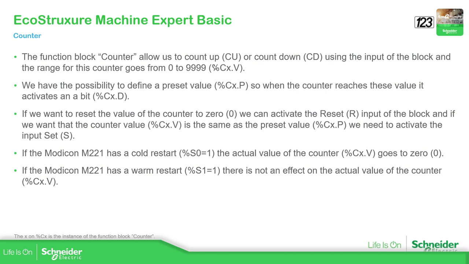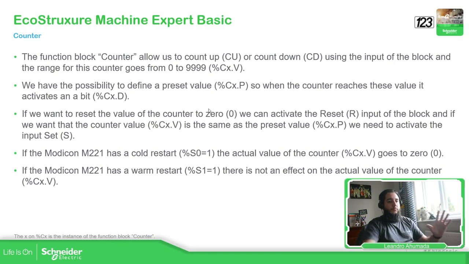So when the value reaches the value of the preset, the output D will activate. We're going to see this in more detail, but what I want you to know is that the counter just counts up and down. You can set the preset and read the value in case you want to share the data externally.